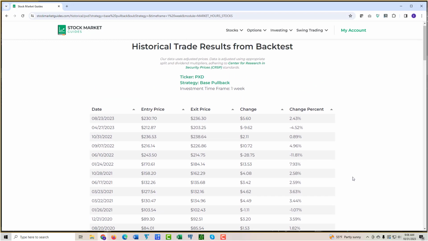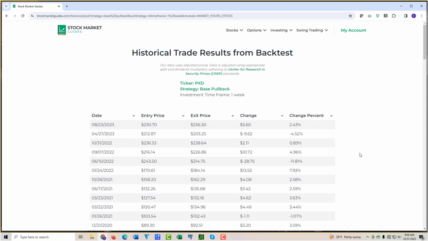So that's it. That's how to read and interpret the backtest results page.